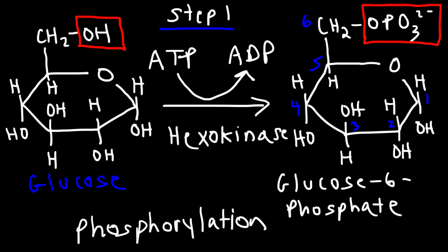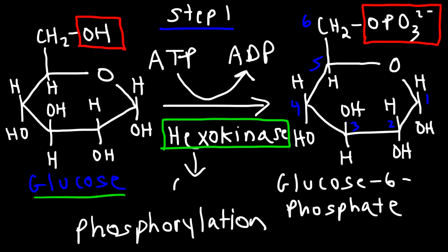So a kinase enzyme catalyzes the transfer of a phosphate group from ATP to another acceptor molecule. And the word hexo is due to the fact that the acceptor molecule, glucose, contains 6 carbons. Hexo means 6. Now, there's something else that's needed in order for this process to work. And it's a cofactor. It's the magnesium 2+ ion. So you need this ion in order for this reaction to work.